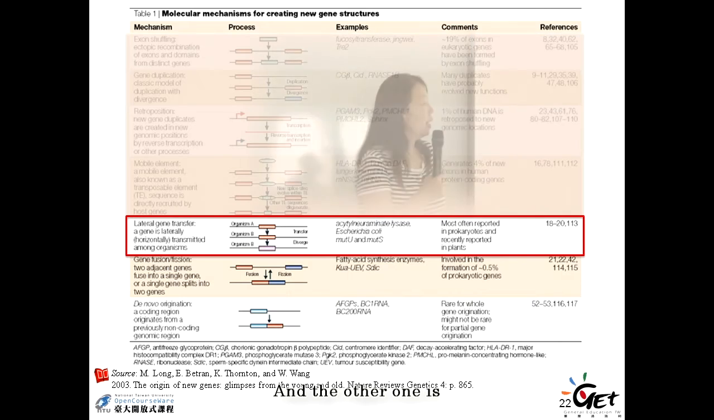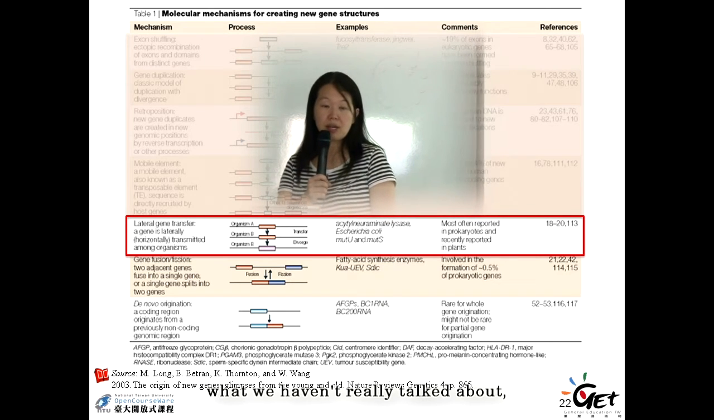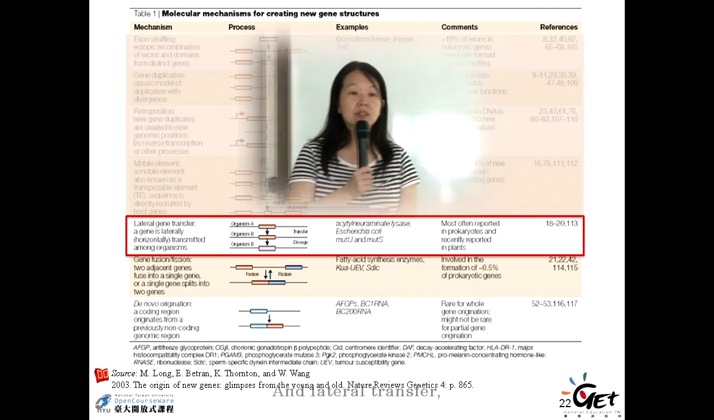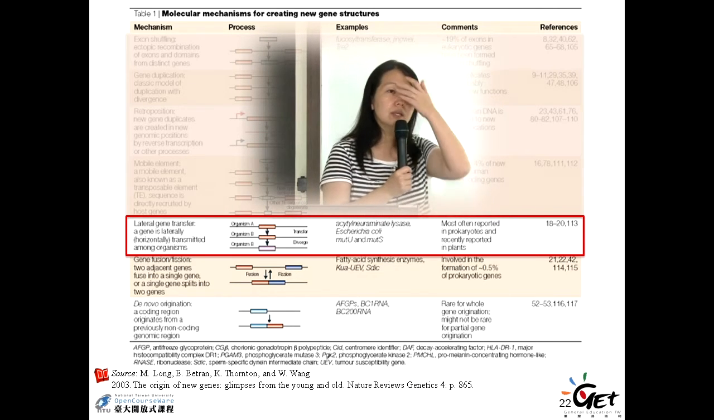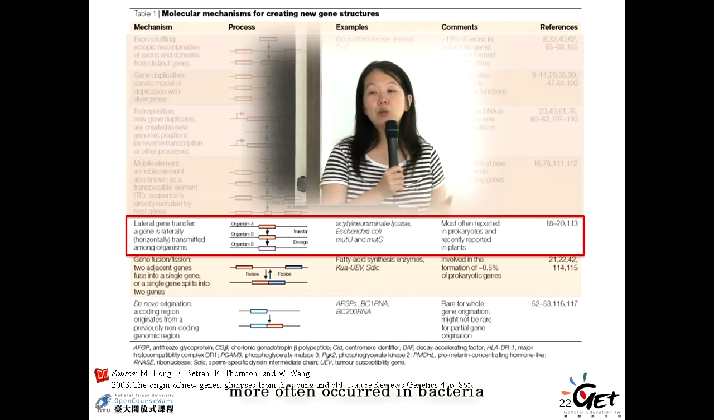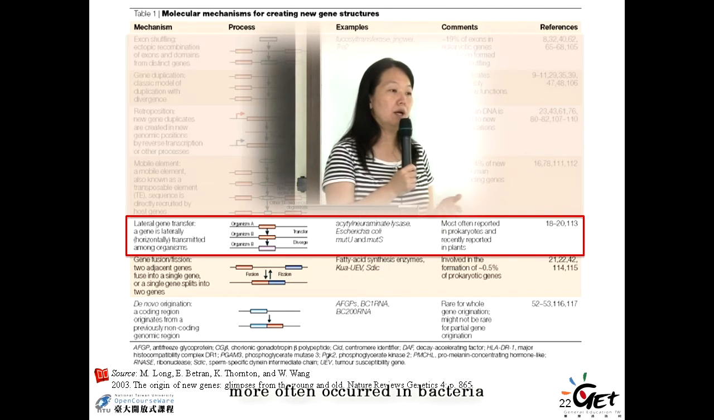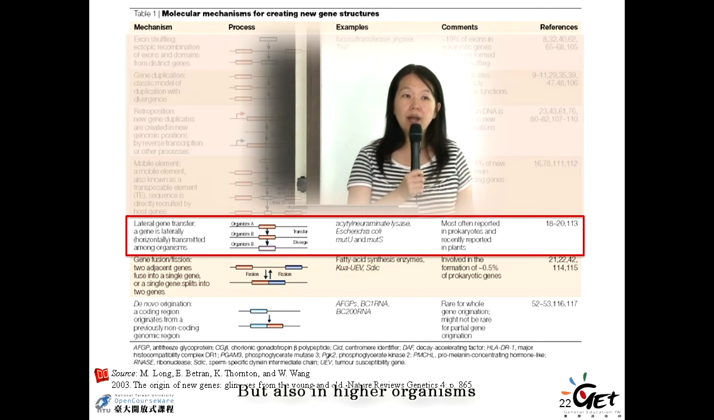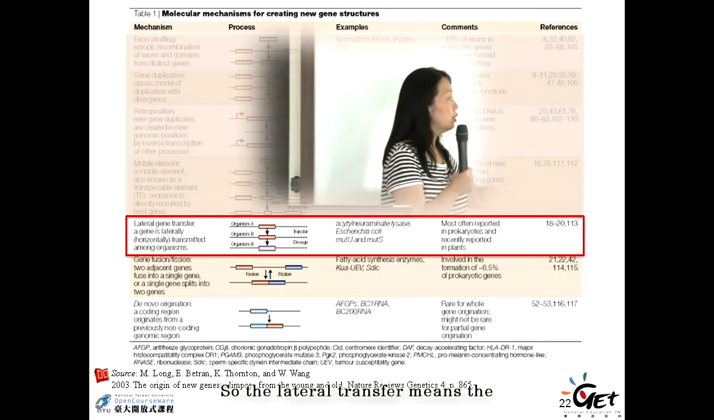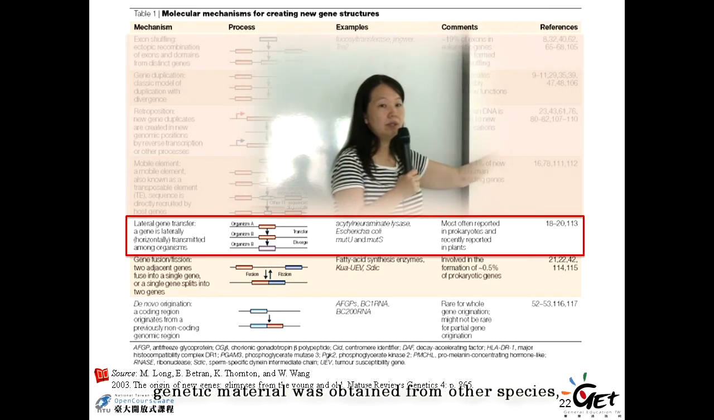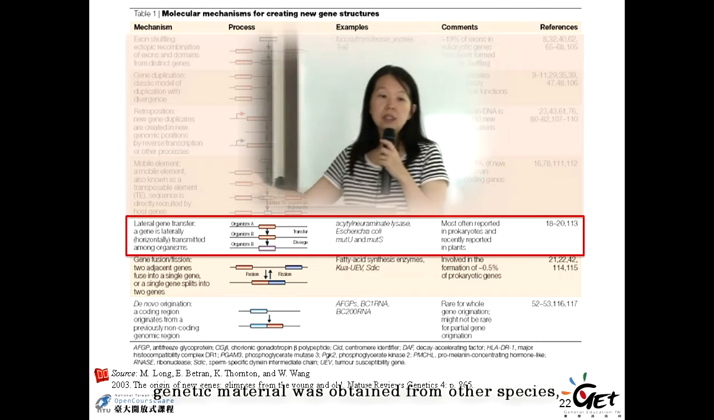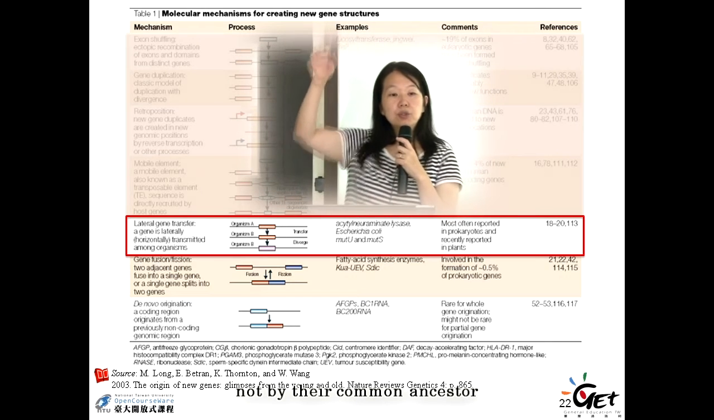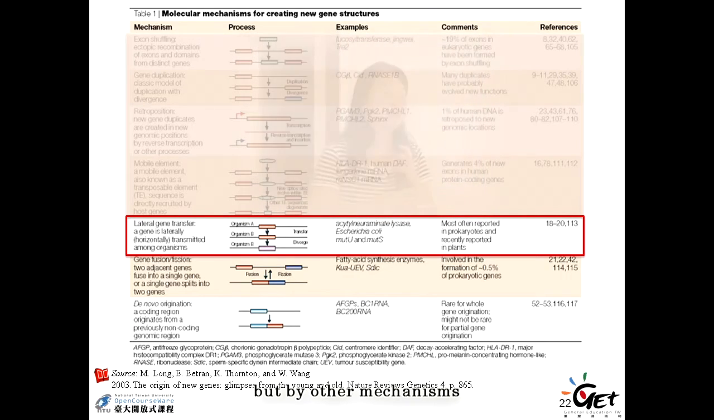And the other one, which we haven't really talked about, is lateral transfer. Most people would think lateral transfer occurs more often in bacteria, but it also occurs in higher organisms. Lateral transfer means the genetic material was obtained from other species, not from their common ancestor, but by other mechanisms. So this is lateral gene transfer.